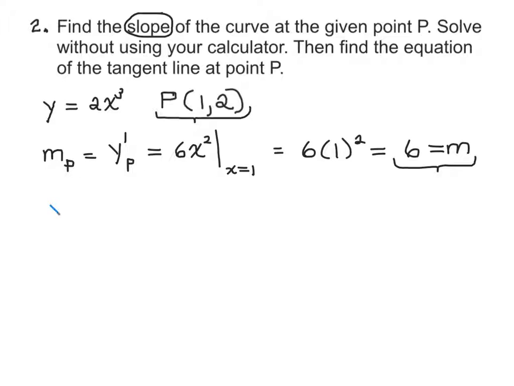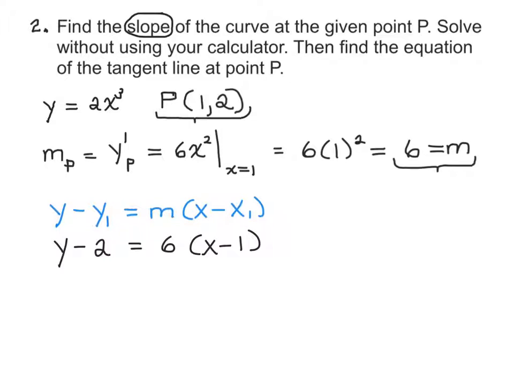This is the second part of the problem, where we say y minus the y1 from our point is equal to the slope times x minus the x1 from our point. So we're going to plug in the 1 and the 2 for our x and our y, and a 6 for m, our slope. And I'll go back to black here. And I get y minus y1, which is 2, is equal to our slope, which is 6, times x minus x1, which is 1. Now let's put this in y equals mx plus b form.